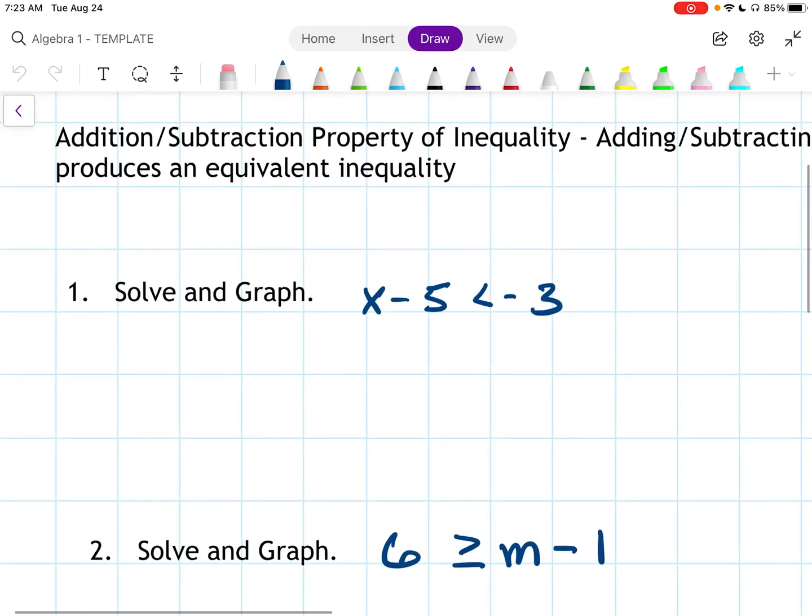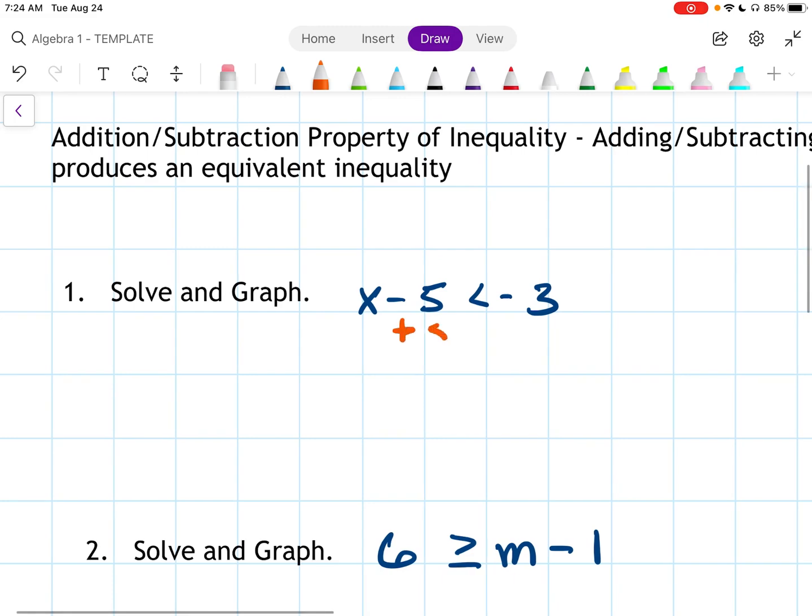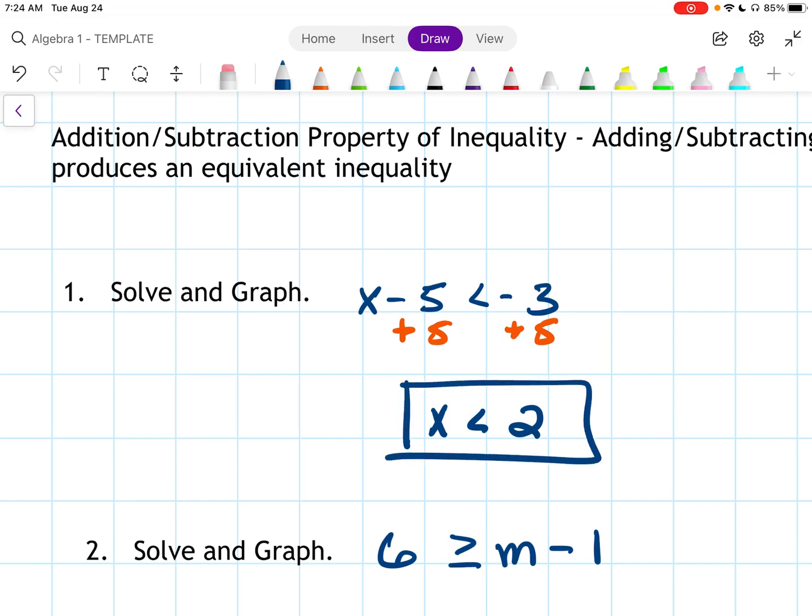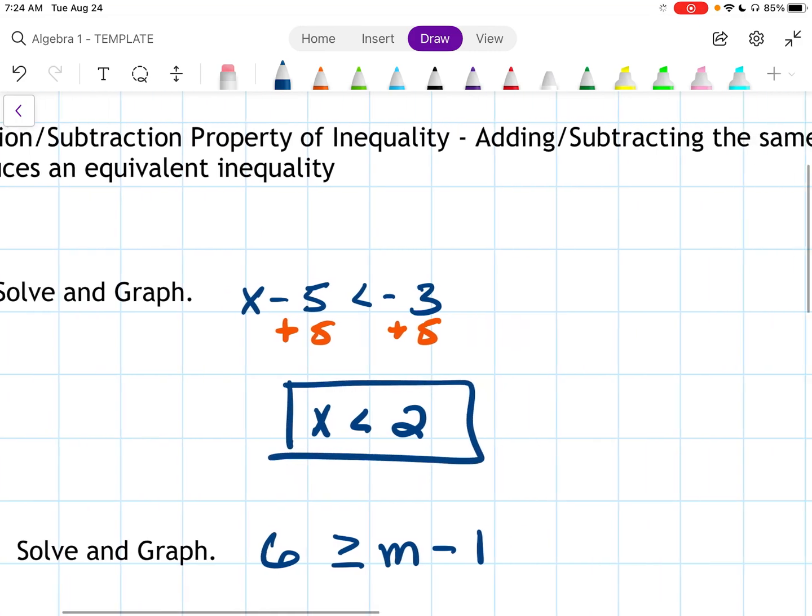So number one, and this is extremely like what your homework problems are going to be. You're going to be given something like x minus 5 is less than negative 3, and we need to solve. We've got to get x by itself, so I'm going to add 5 to both sides. And I get x is less than 2. So that's part of my answer. That's my inequality. Now I need to graph it.